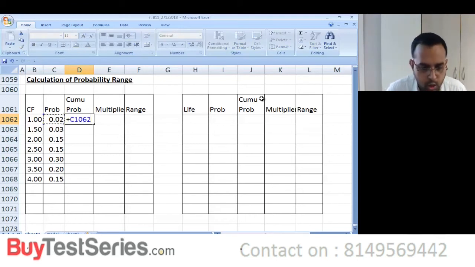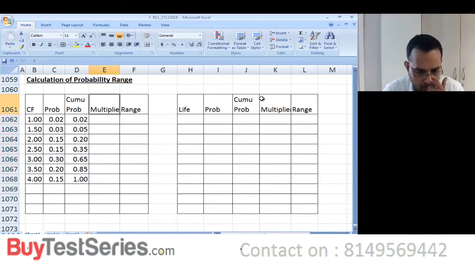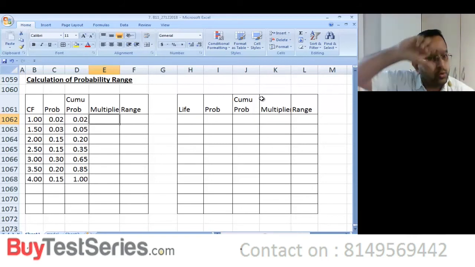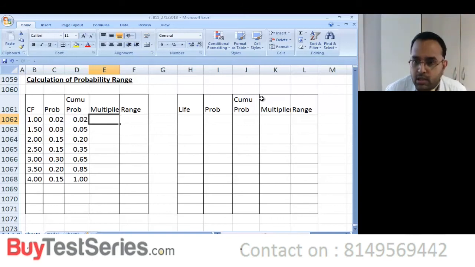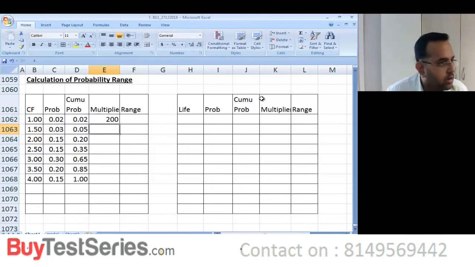So can you help me out with cumulative probability? 0.02, then 0.05, then 0.2, then 0.35, then 0.65, then 0.85, then 1. We need to find out a multiplier and we need to find out a range. What we have to multiply with is the question, correct? 4-digit number, largest possible 9,999, 0 to 9,999, which means 10,000 probabilities that we are thinking about. Multiply everything by 10,000. 0.02 into 10,000, you get 200, correct?